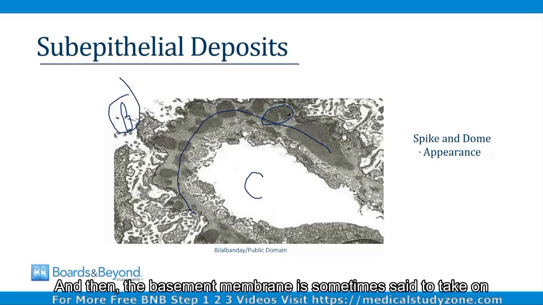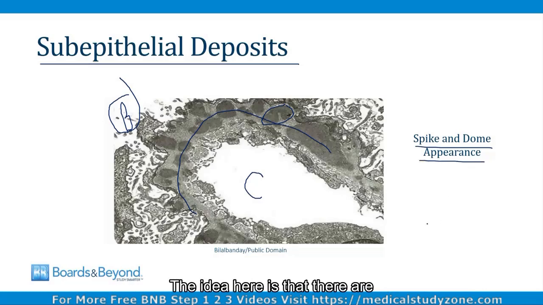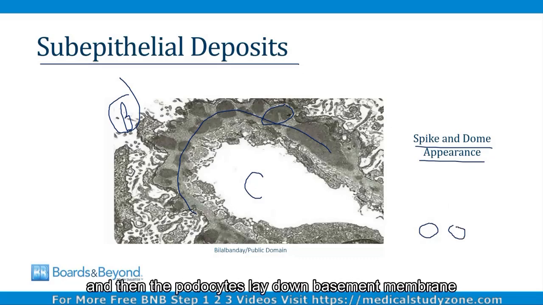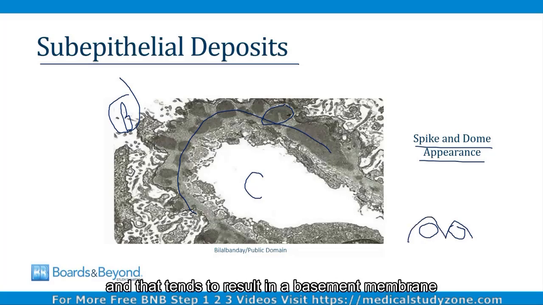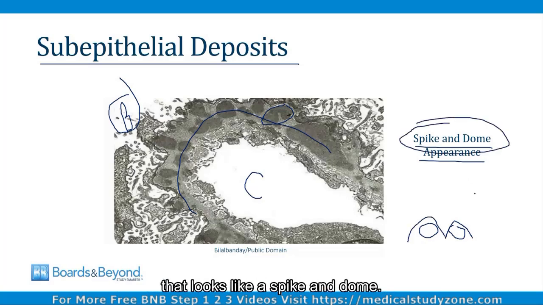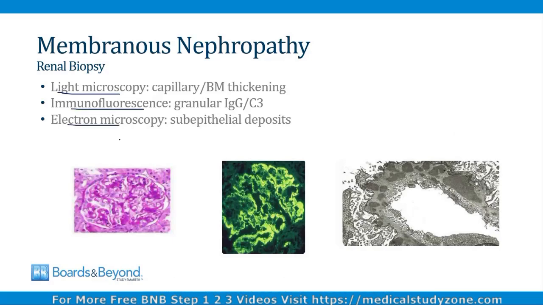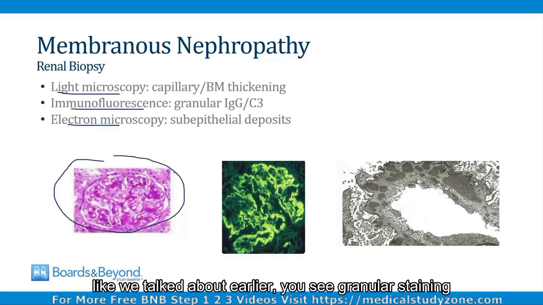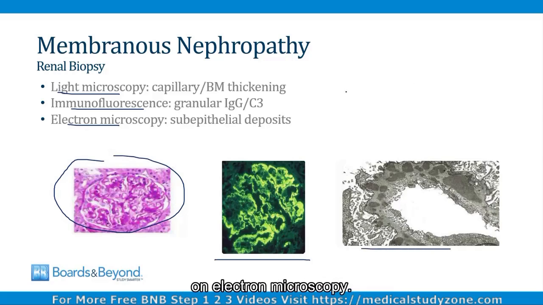And then the basement membrane is sometimes said to take on a spike and dome appearance in membranous nephropathy. The idea here is that there are these subepithelial deposits, and then the podocytes lay down basement membrane on top of those deposits, and that tends to result in a basement membrane that looks like a spike and dome. So to summarize, membranous nephropathy has important findings on light microscopy, immunofluorescence, and electron microscopy. What you see under light microscopy is the basement membrane thickening, like we talked about earlier. You see granular staining for IgG and C3 on immunofluorescence, and you see the subepithelial deposits on electron microscopy.